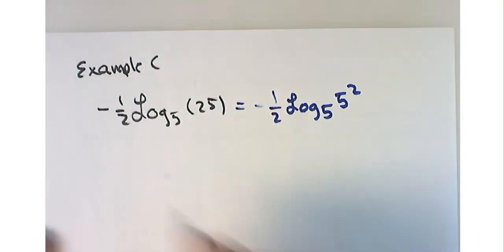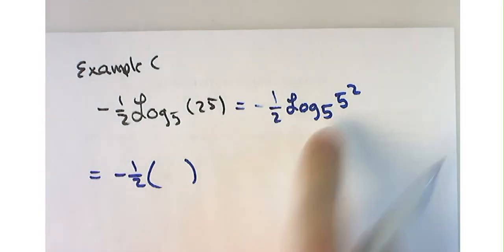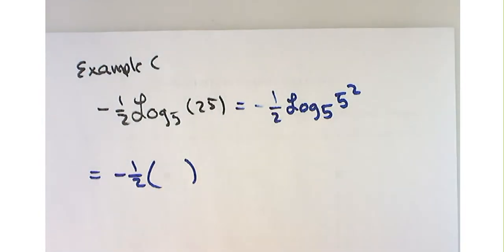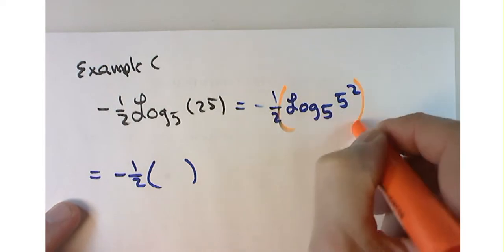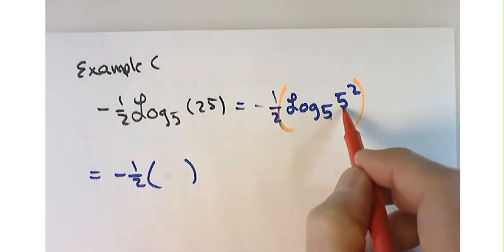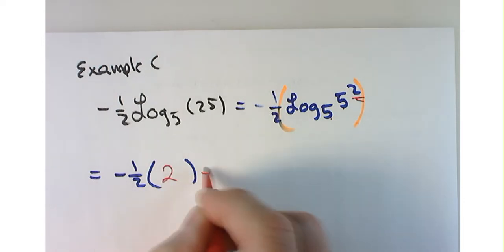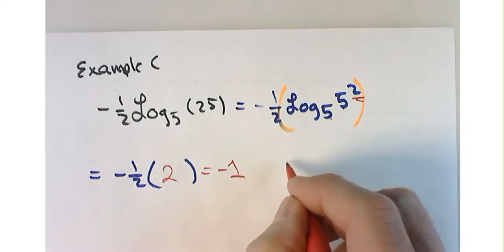Okay, that's kind of cool. But now we can use our properties here. In fact, there's a nice property that we can use that just about solves this right now. Can anyone tell me what this expression in the parentheses is going to be worth? It's just going to be 2, because once again, the base and this base match. So you're just going to get the exponent, which is 2. Negative 1/2 times 2 is going to be negative 1. Yay!